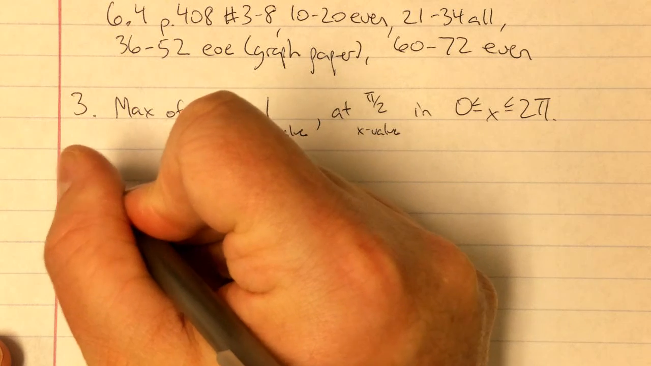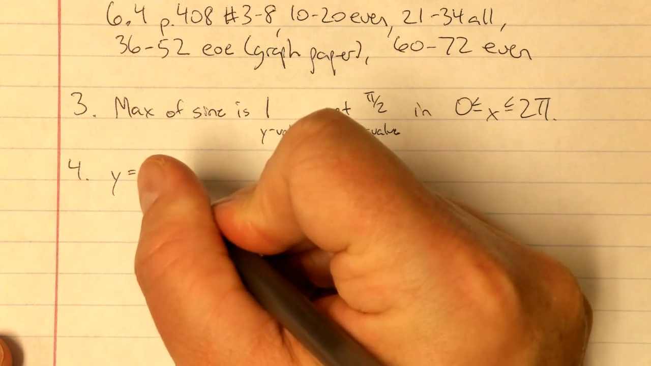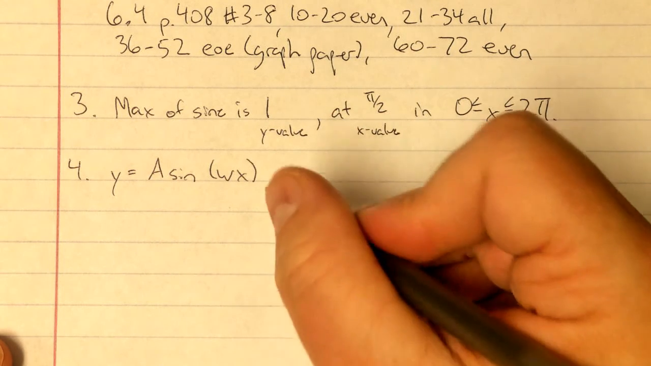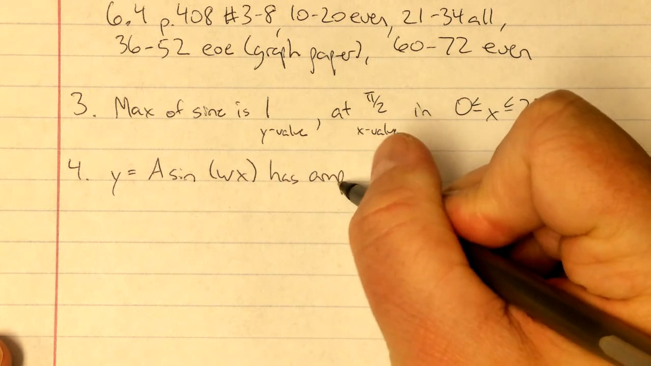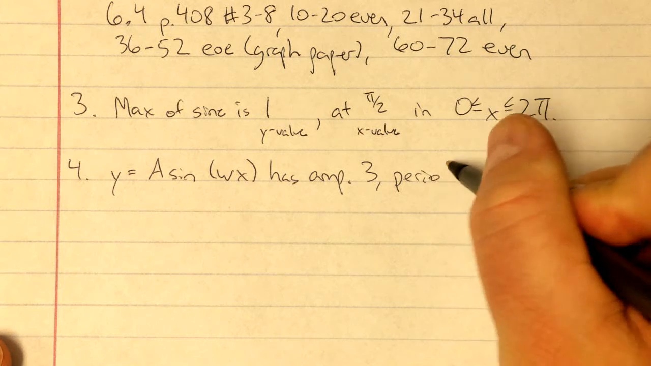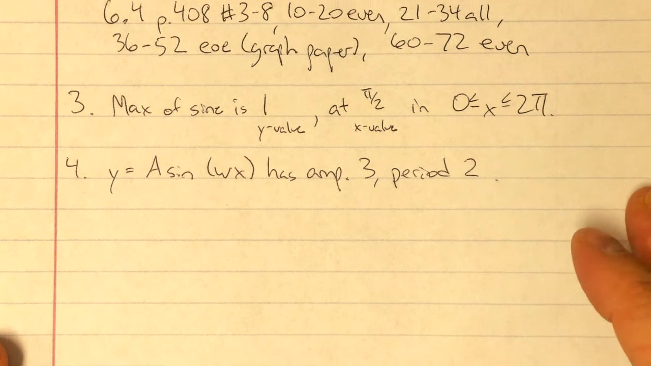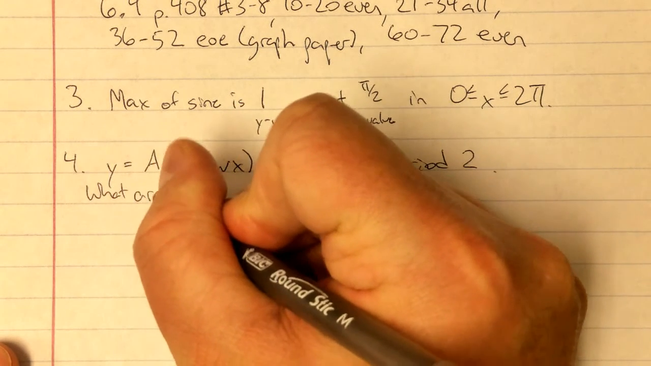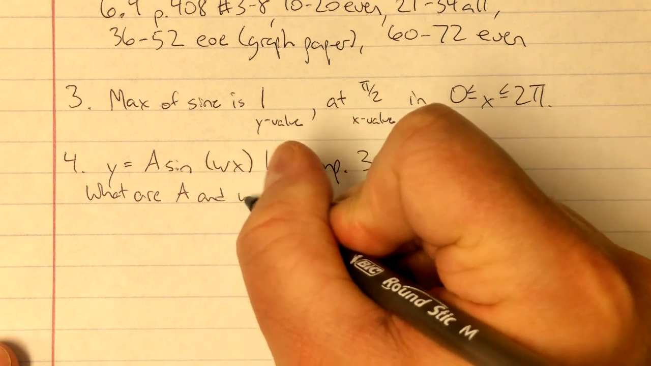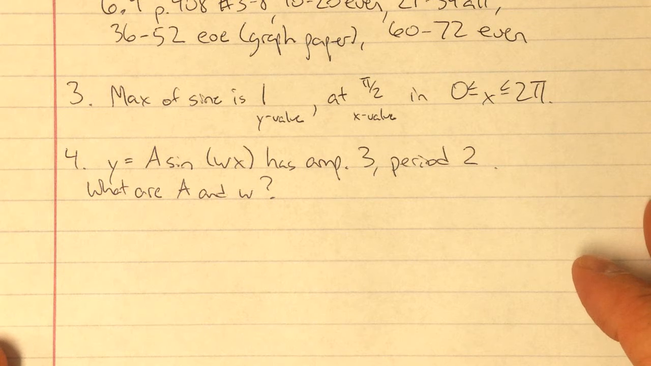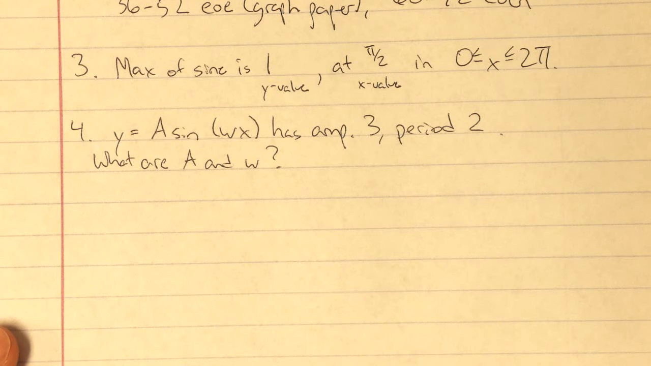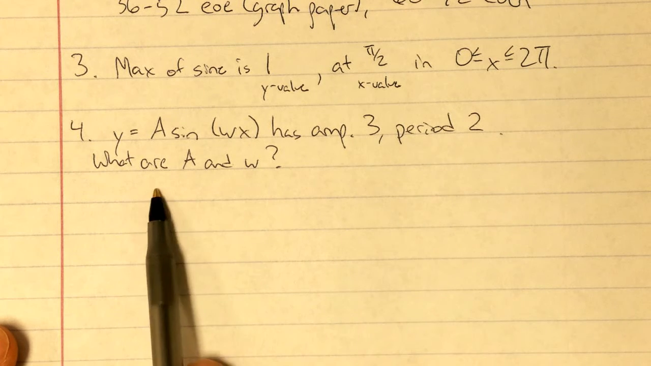Okay, number 4, here's your formula, y equals A sine wx. And in this problem it says it has amplitude that is 3 and period that's 2. So the question says, what are A and W? Okay, so number 4, y equals A sine wx, has amplitude 3 and period 2. What are A and W?